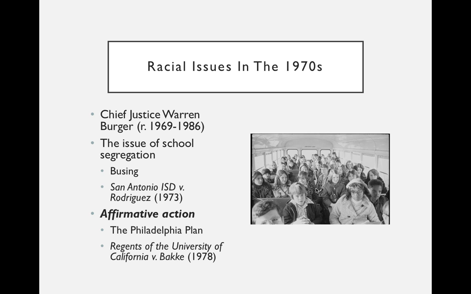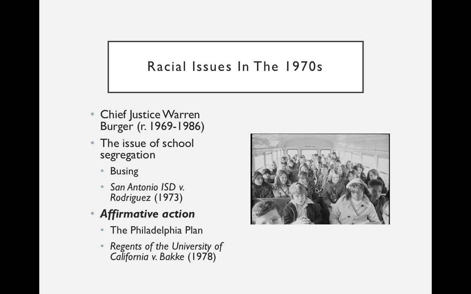Nixon's time in office is also going to be marked by the arrival of a new Chief Justice of the Supreme Court, Warren Burger. Warren Burger is going to take the court in a more progressive direction. So Burger, for example, will be the Chief Justice in the 1973 Roe v. Wade case, which we'll talk more about next time.